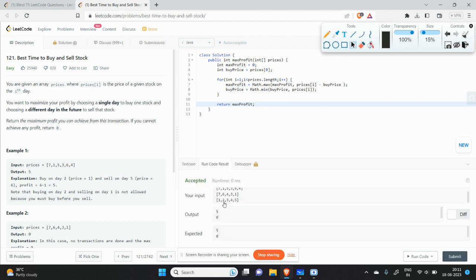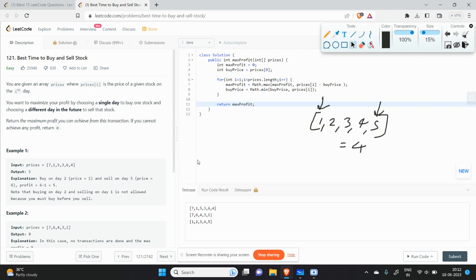So here, for the third test case, we have a scenario: 1, 2, 3, 4, 5. On the first day we can buy and we can sell it on the last day, and the total profit we could make is 4. Let's check the output. So that is 4 also.